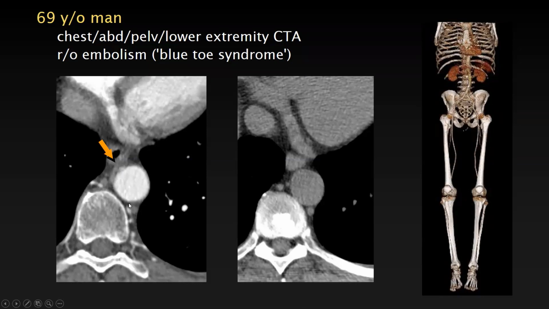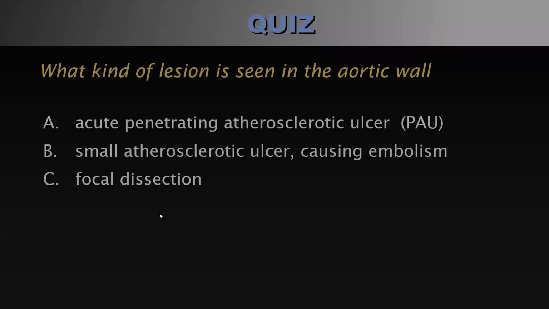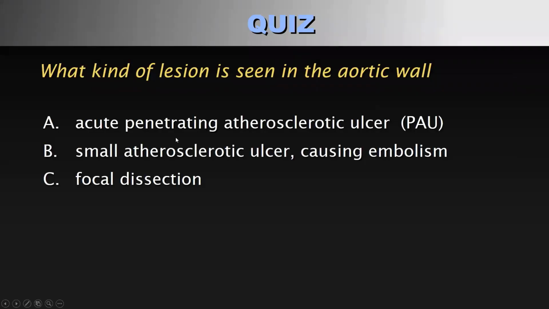So what do you think that is? Or could we explain this anything? So could this be an acute penetrating atherosclerotic ulcer? Or is this a small atherosclerotic ulcer that causes distal embolism? Or is this just a focal dissection? And I think you all know the answer, that this could very well be a small atherosclerotic ulcer that causes distal embolism, which is the blue toe syndrome.